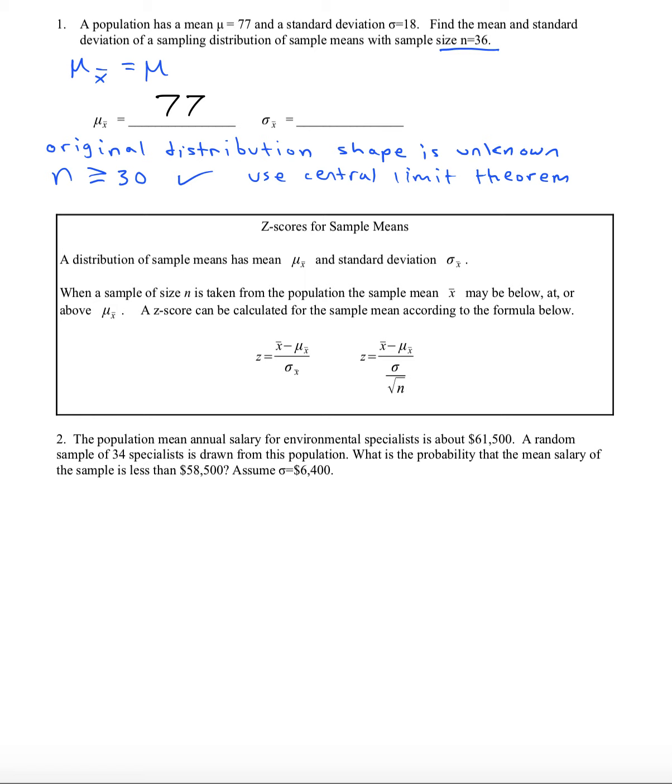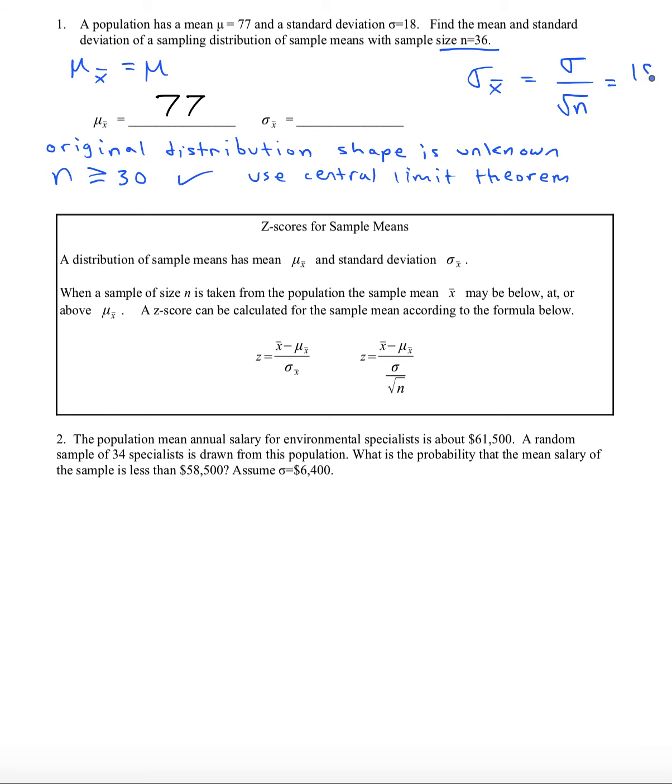Now here's the tricky part, finding the sigma of the x bar. The original distribution has a standard deviation of 18. But our distribution is going to be narrower and taller. That's what happens when you take a sample size that's bigger than 1, you actually shrink the distribution. So we have to use a formula for this. The formula is you just take the original standard deviation and divide by the square root of n.